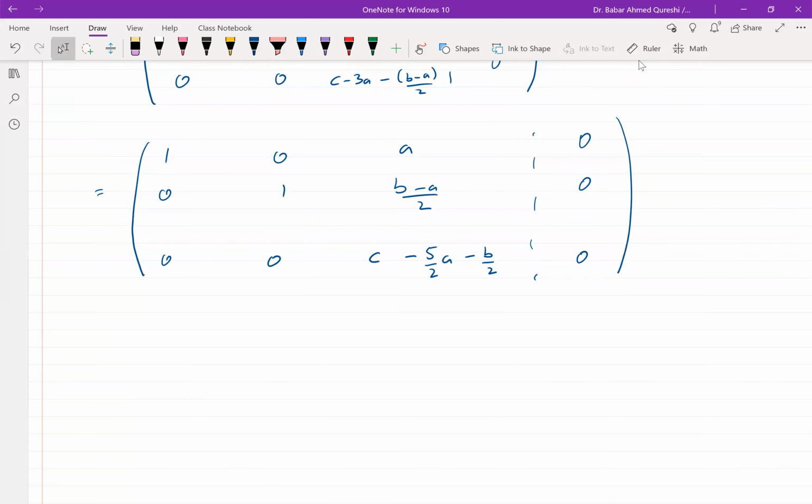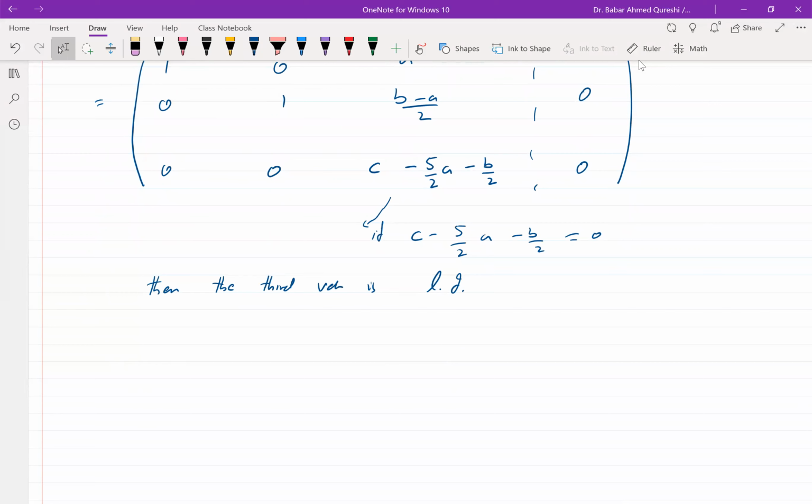Now, when will they be linearly dependent? Well, for them to be linearly dependent, you will have to have a free variable. So that is only possible if C minus 5 over 2 A minus B over 2 is 0. Then the third vector is linearly dependent. Otherwise, if you put anything else, then you are down to echelon form and you don't have a free variable.